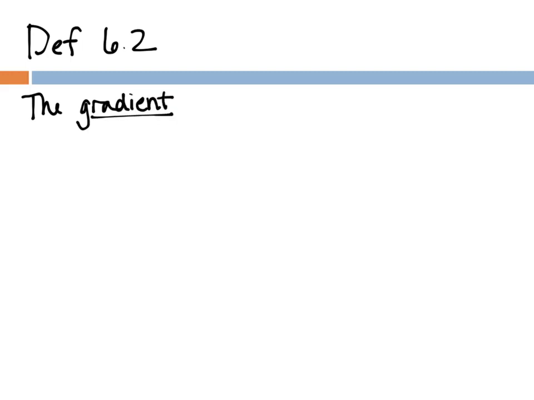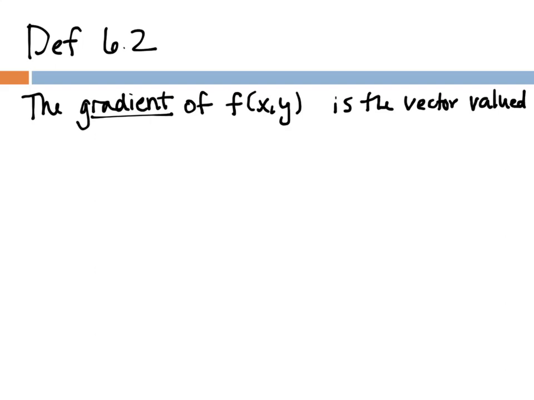Okay, related to this idea is the other piece in this section, the title of this section, which is called gradient. So we're going to go on to gradient next, and it's a very similar idea, you'll see. So this is definition 6.2. The gradient of f of x y is the vector valued function.